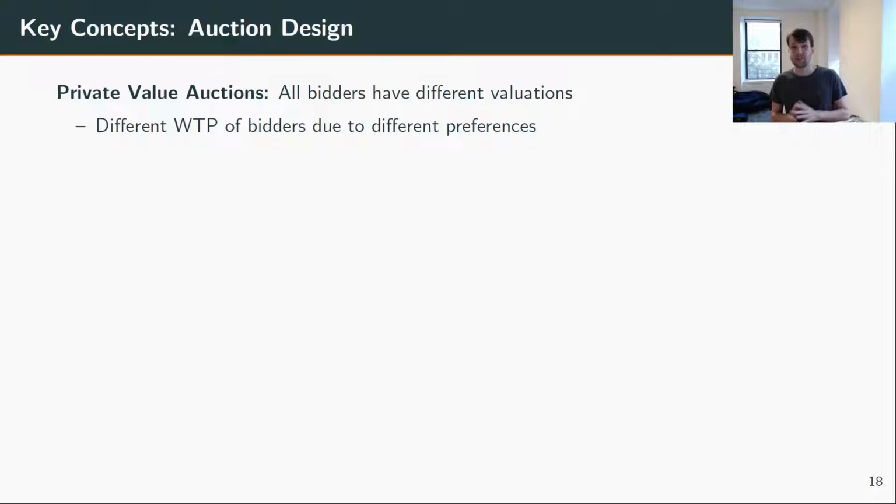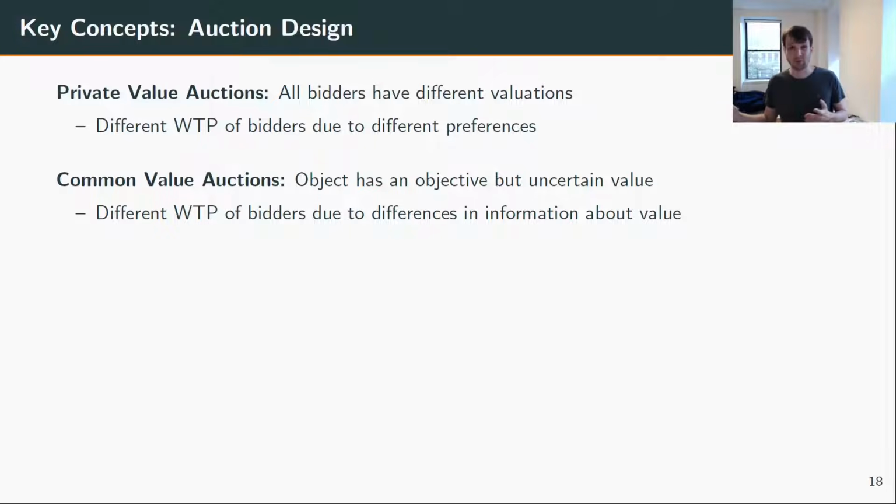The other differentiation I made was private versus common value. In the private value auction, all bidders have different valuations. So if we're all bidding on a painting, one of you might be willing to pay $5 million. I'm just willing to pay $5. We all have different private valuations or willingness to pay for it. And this is usually due to different preferences.